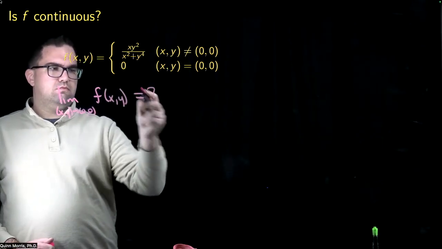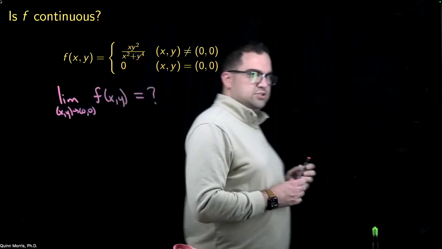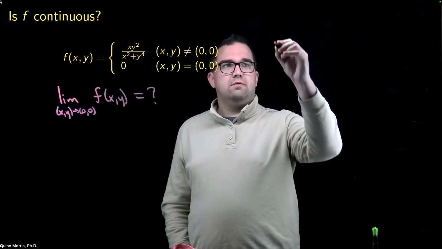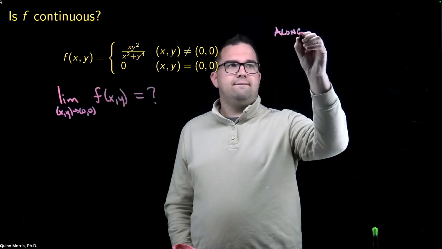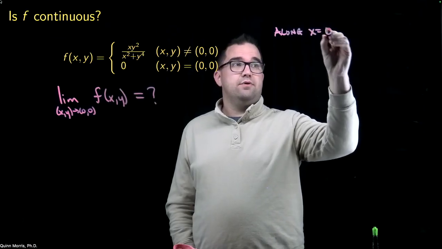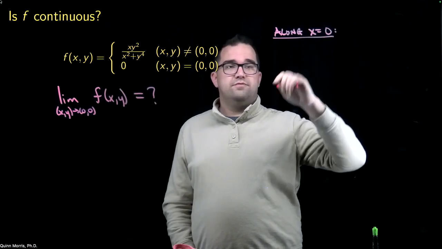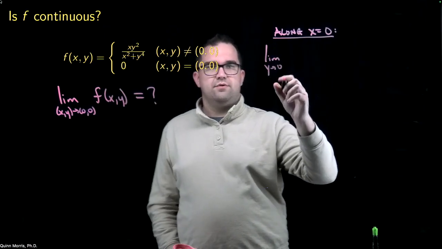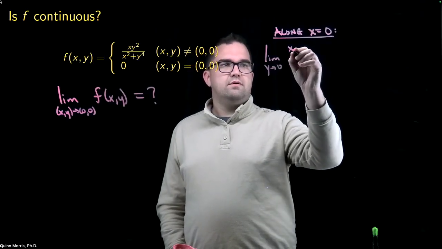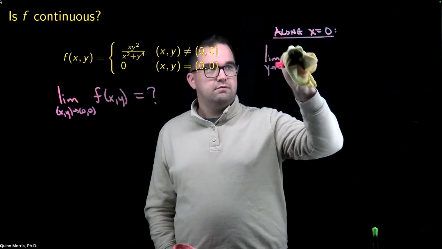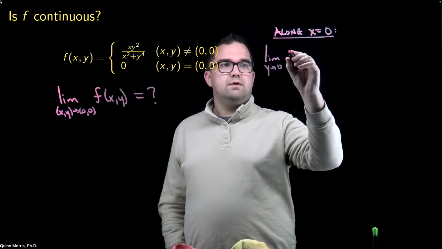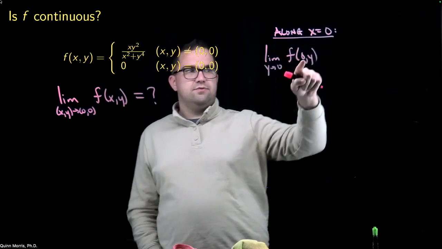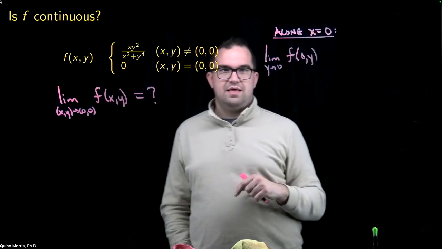Often, just to gain some intuition, it's helpful to think along paths. So what if I started by looking along, say, x equals 0? If x is fixed at 0, then I just need to look at a limit as y goes to 0 of, well, x is 0. Oh, so let's write this down. So I need to look at this limit. I fix x to be 0. Now look along that path, let y go to 0.